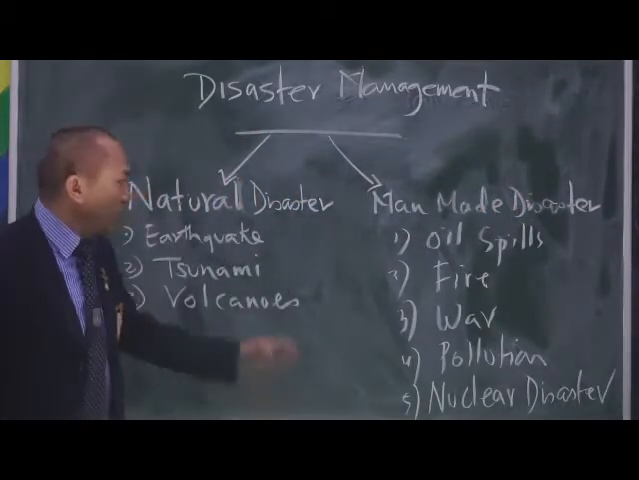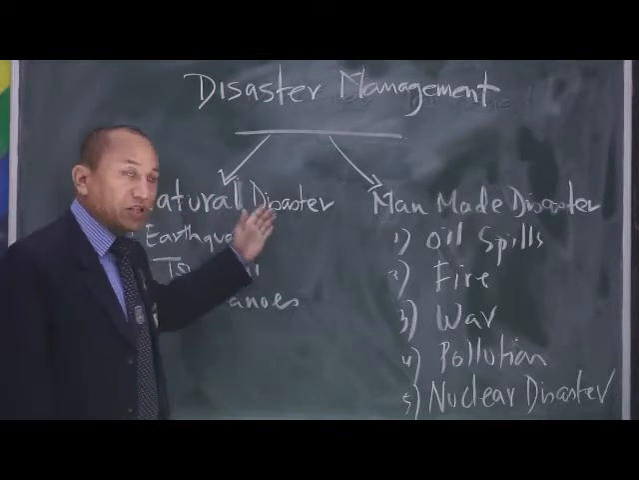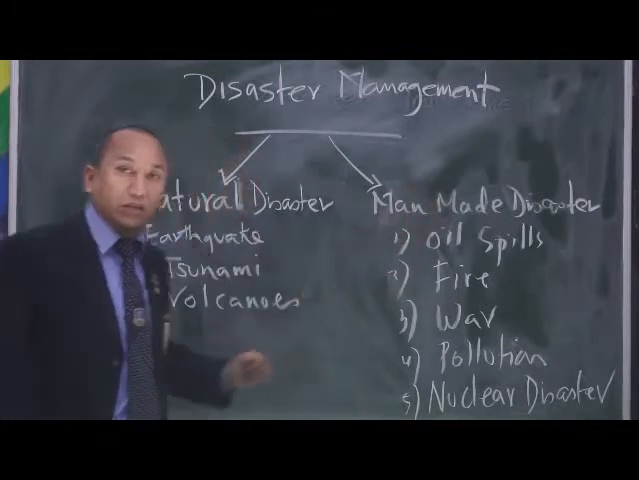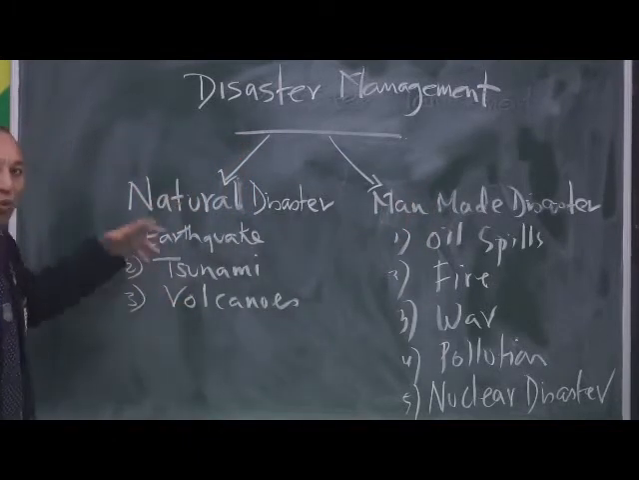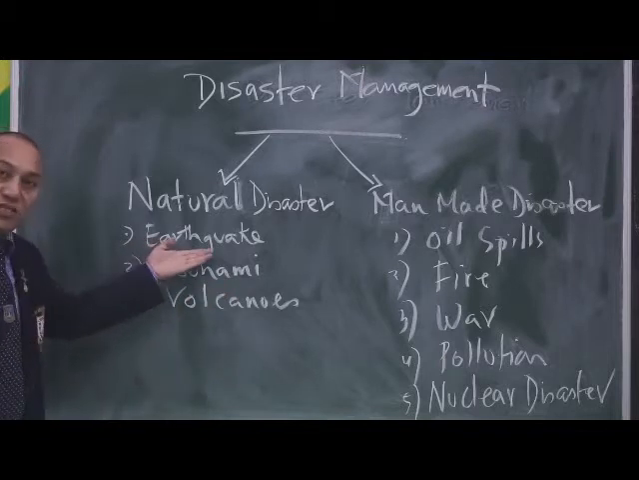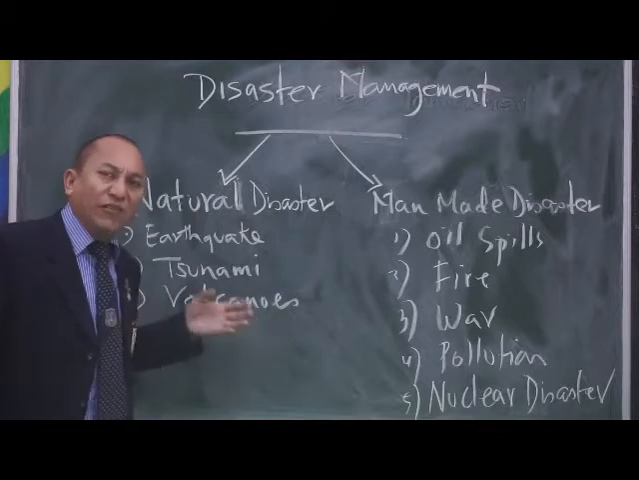So dear students, please look on the blackboard here. We have two types of disaster. One is a natural disaster, the other one is a man-made disaster. If you look under the natural disasters, what are the natural disasters that take place on the earth? Earthquakes, number one, tsunamis, volcanoes, even floods also.